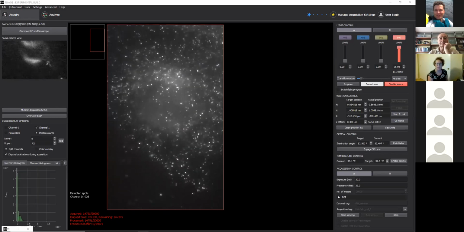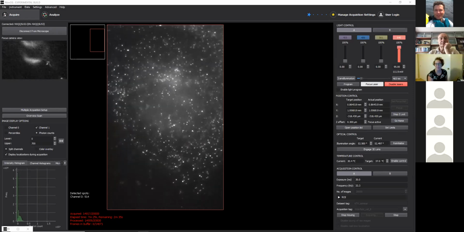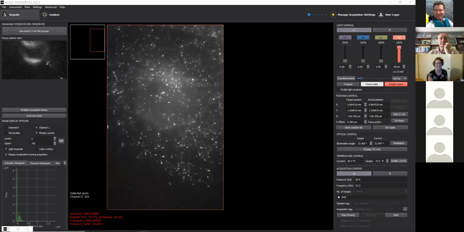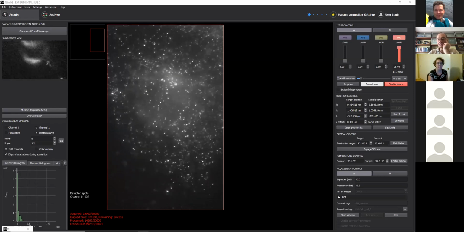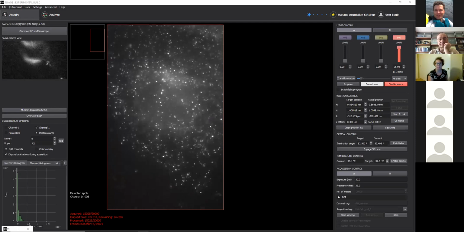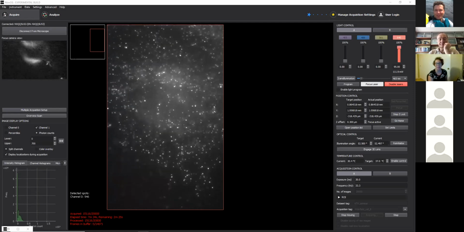Hopefully everyone can now see me, so I'm just getting all my computers adjusted. So can everyone see my screen now? It should look like a bunch of blinking spots.